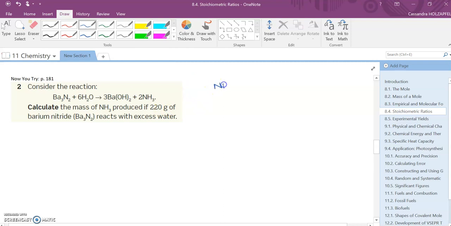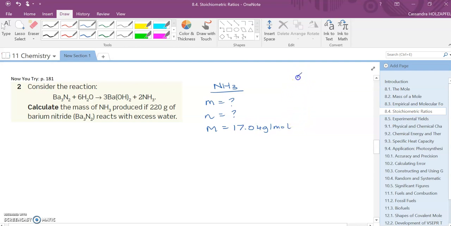So I've got NH3, and I don't know what the mass is going to be. I don't know what the number of moles is. I could actually work out the molar mass though, without having to look at the question, using my periodic table. So the molar mass of nitrogen is 14.01, and the molar mass of hydrogen is 1.01, and I've got 3 of those. So the molar mass of this compound is going to be 17.04 grams per mole.